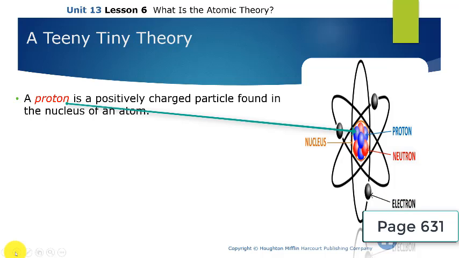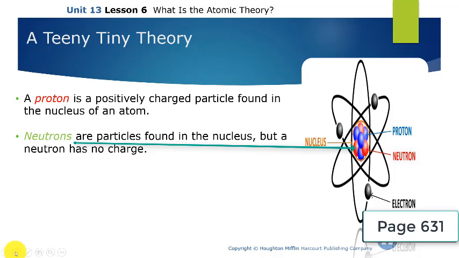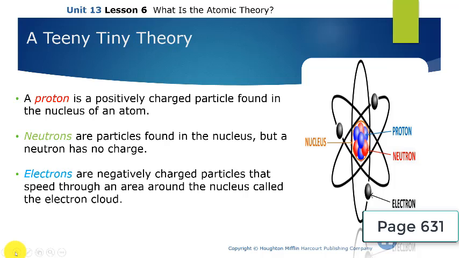The proton is a positively charged particle found in the nucleus of an atom. The neutrons are particles found in the nucleus too, but neutrons have no charge. That's the difference from the proton. A proton has a positive charge. The neutron has no charge.